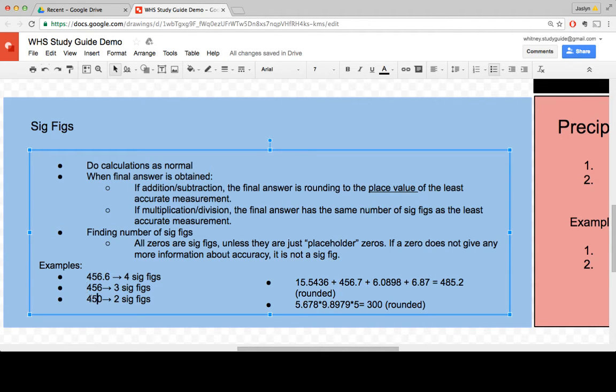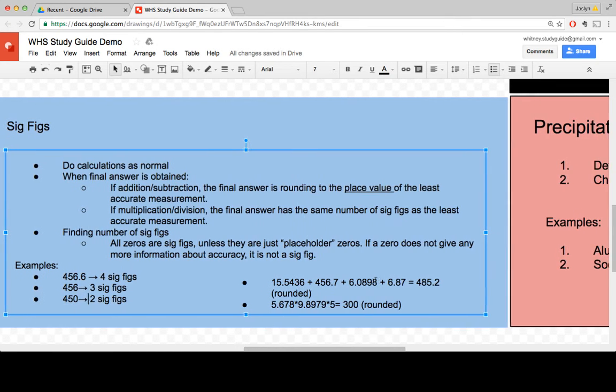Now, we have 450, and even though there's 3 numbers here, it's only 2 sig figs. And the reason is because this 0 here does not really give us any additional information. We don't know if this 0 is just there, if they just rounded to the nearest 10, or if it actually means something. So it doesn't mean anything. So it's only 2 sig figs.